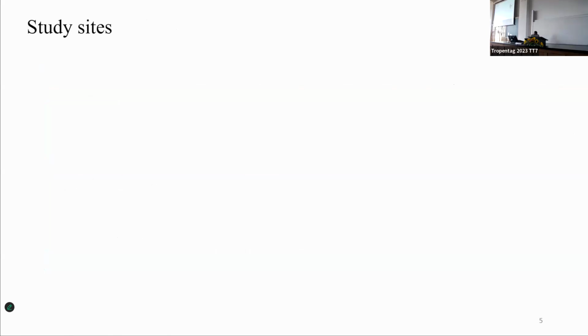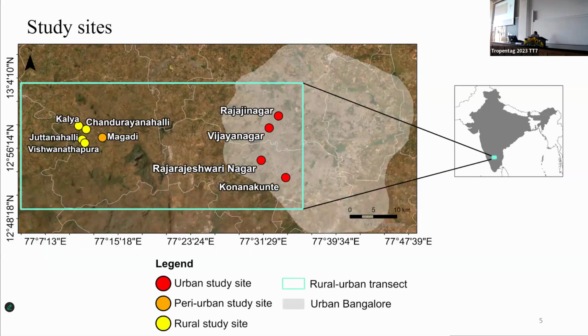So for the study, we chose the capital city of the southern state, Karnataka, in which the regions were divided into urban, peri-urban, and rural. Bangalore being the capital city was considered as the urban part, and the rural villages were considered, which were lying 60 to 100 kilometers radius from the capital city. And between this urban and rural, we wanted to also study the transect, that was the peri-urban. So we considered a town called Magadi as peri-urban to study all the three transects.